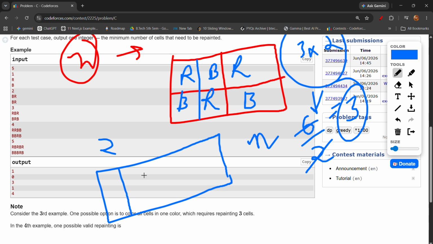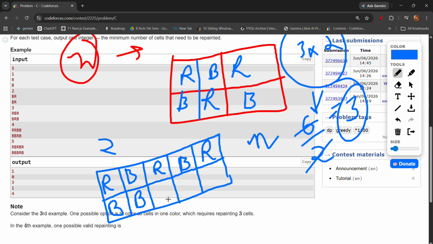If we have one, two, three, four, R, B, R, B, R, B, B, B, R, B.